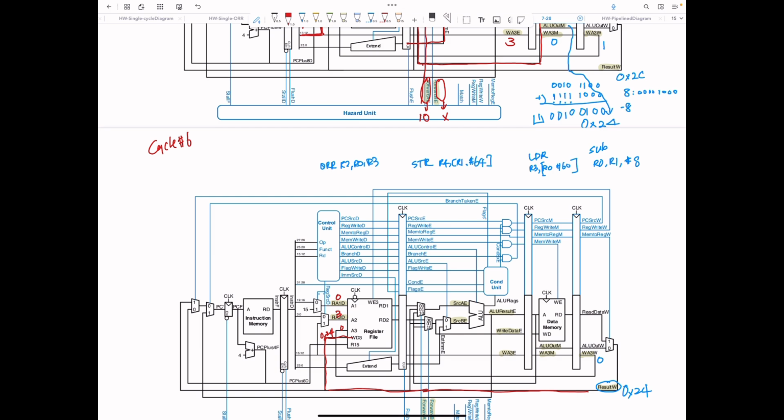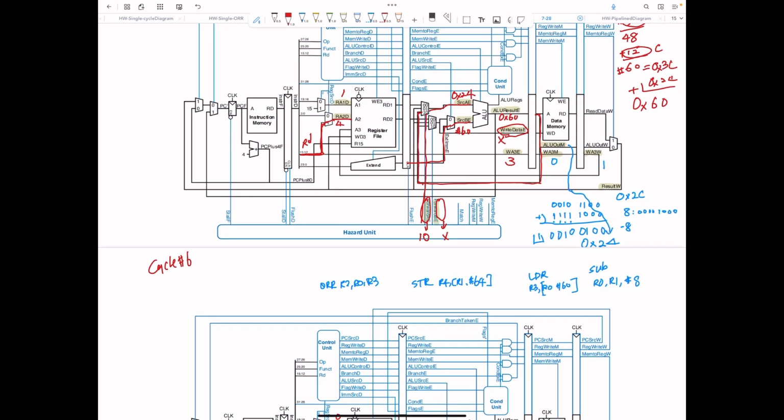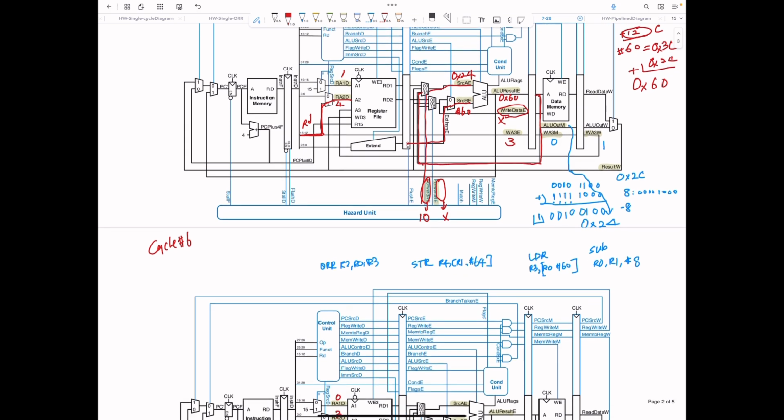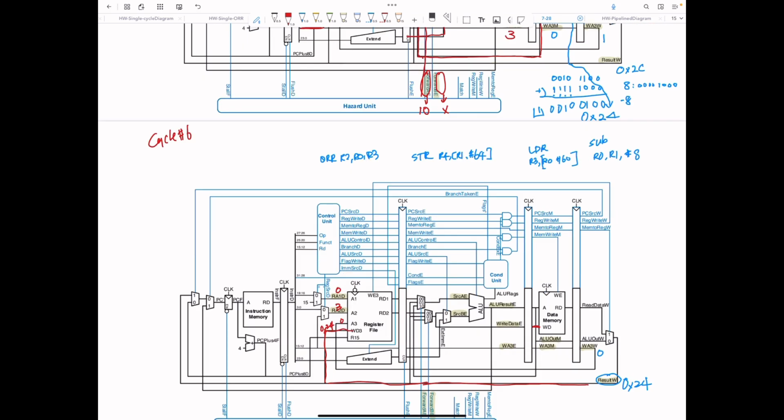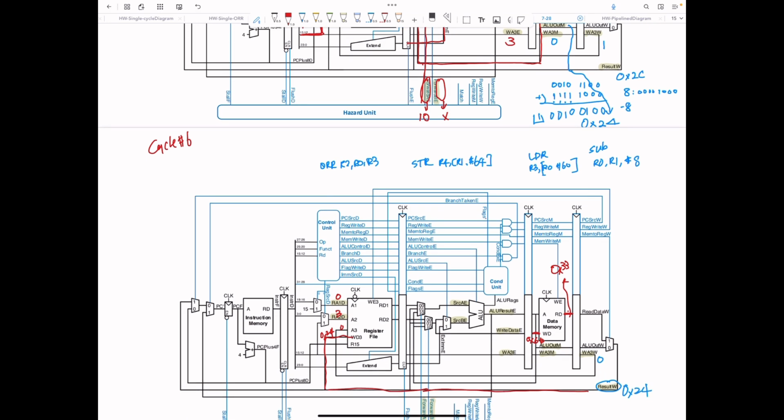Now LDR R0, 60. So we need to locate the memory location R0 plus 60. We said R0 plus 60 is going to be hex number 60. So that's the number 60 that fits in here. And based on this location, we're going to take out the content of 0x60, take it out from there, and we are going to store that into register 3.